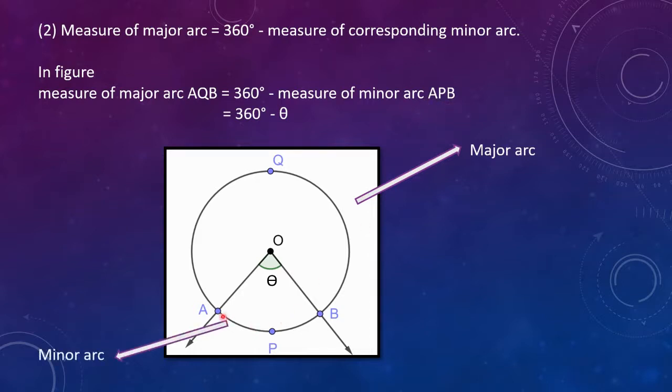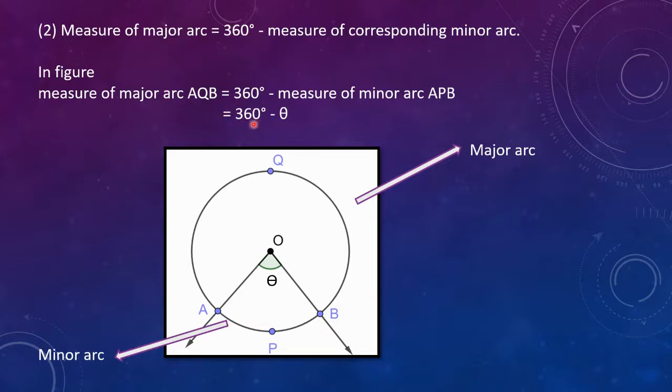Now in this case, if the measure of the minor arc APB is theta, we know that the measure of the central angle is equal to the measure of the corresponding arc. So the central angle AOB is theta, and corresponding to it is the arc APB. Hence, the measure of arc APB will also be theta. So to find the measure of the major arc, we do 360 degrees minus the measure of the minor arc.